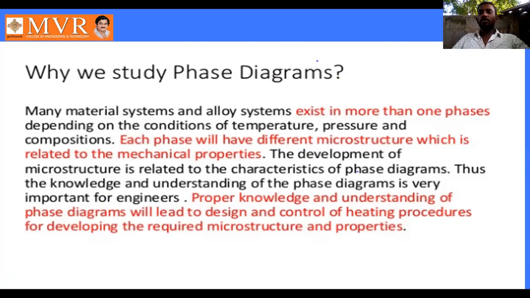So for some examples, austenite has one structure, pearlite has one structure, and ledeburite has one structure. Different types of phases have different types of microstructures, which we can see by going to the microscope. After we go to the microscope, these types of microstructures are visible.